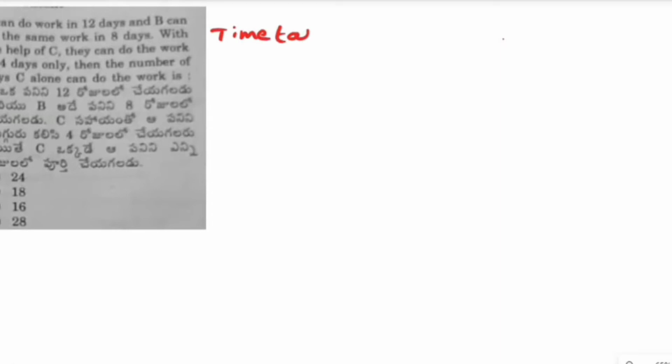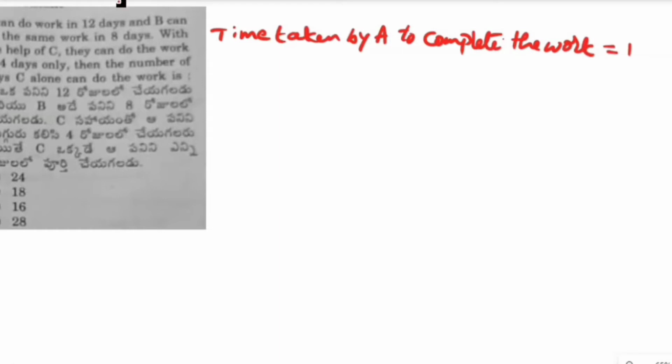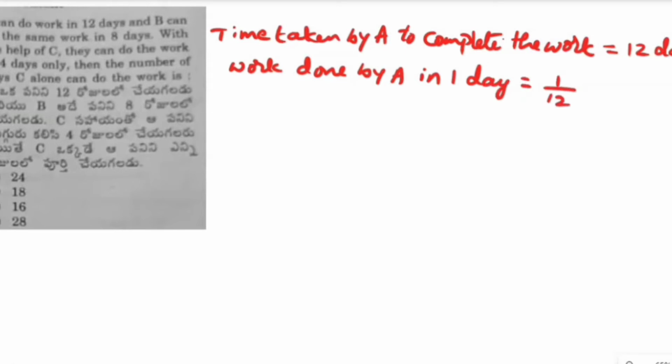to complete the work is actually given as 12 days. So he will complete the total work in 12 days. That means in 1 day, how much work will he do, let us find. So work done by A in 1 day. If he takes 12 days to complete the whole work, in 1 day he will do 1/12th part of the work.